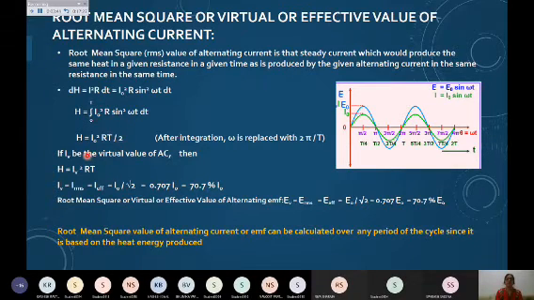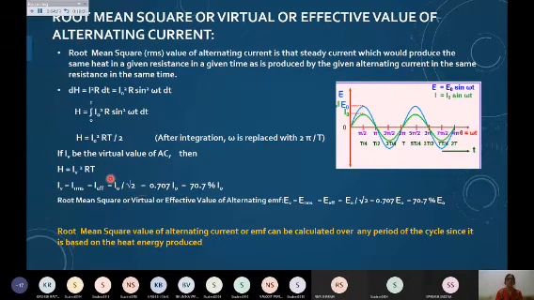Now suppose that IV is the virtual value of AC, or simply I can write I RMS. For the same time, if I am finding the heat produced by the AC, then H can be written as IV square RT. So I will be equating both these equations. Whatever heat is produced by DC, same time whatever heat is produced by AC, both heats are to be equated. And when you equate both these equations, RT will get cancelled, and you will be getting IV as I naught divided by root 2.